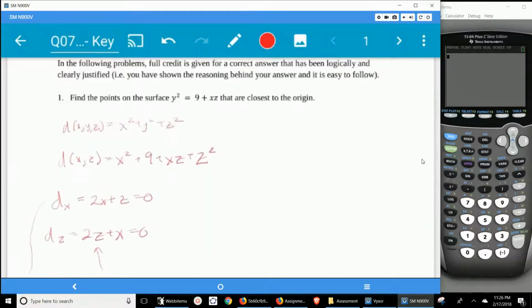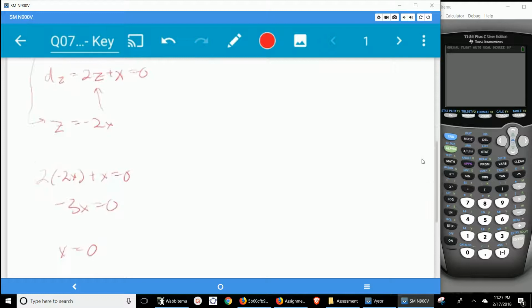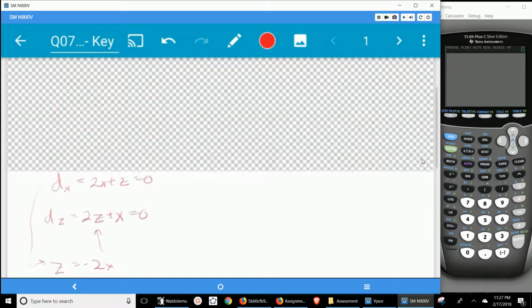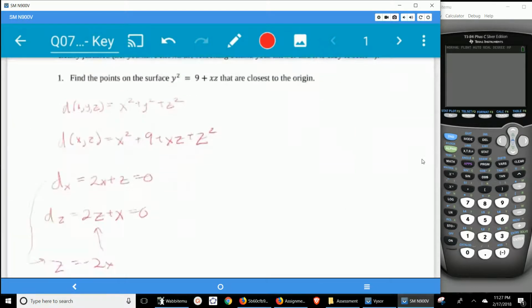So y is plus or minus 3. Okay, so we found our critical points. So let's go ahead. 0, 3, 0, and 0, negative 3, 0.